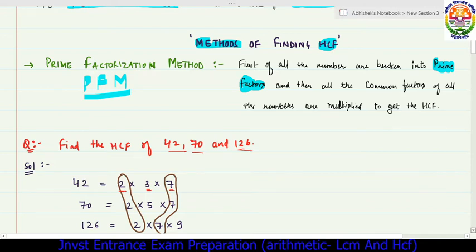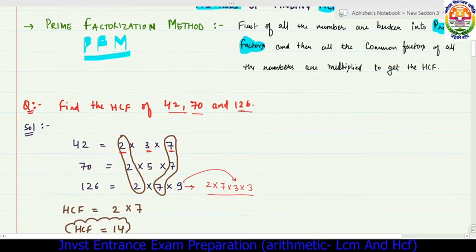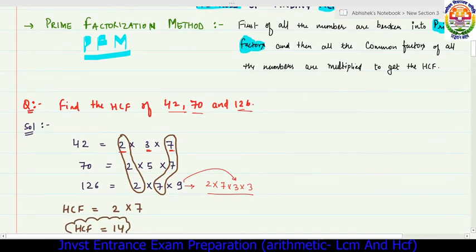We break the numbers as far as we can. How much can you break the number? You broke it into 2 into 5 into 7. 126 is 2 into 7 into 9. But 9 is broken again into 3 into 3. Now I cannot replace 2, 7, 3, 5 with another number.